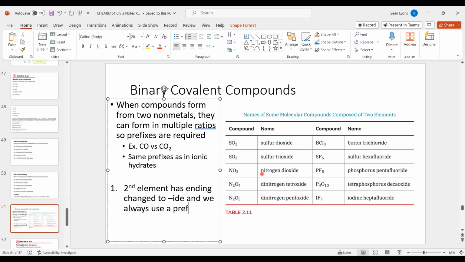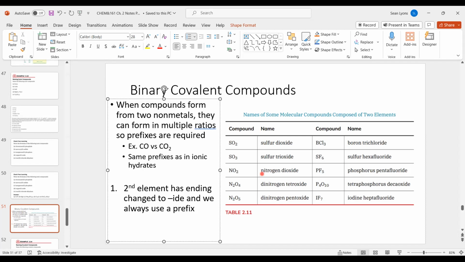So we always have to specify with that second element exactly how many there are. So if you think about, again, carbon monoxide, carbon dioxide, that oxygen, we have to specify. And that's also, I should mention, why we have these prefixes to begin with, unlike the ionic compounds, where we have set charges, and they can only combine in a specific ratio. Again, sometimes with the transition metals, with the multiple charges, we can have different ratios. That's why we have to specify the exact version of that metal.